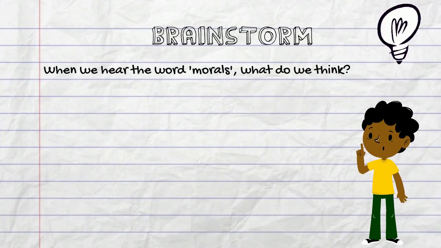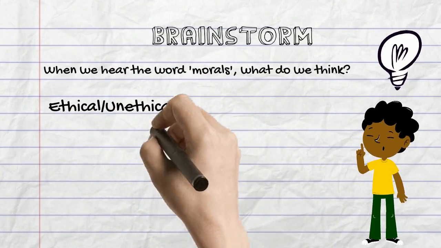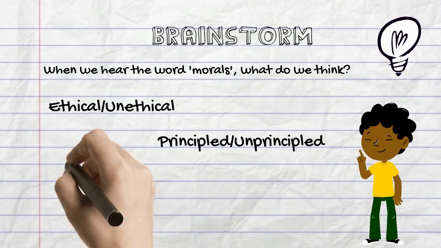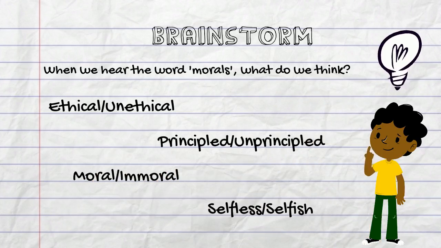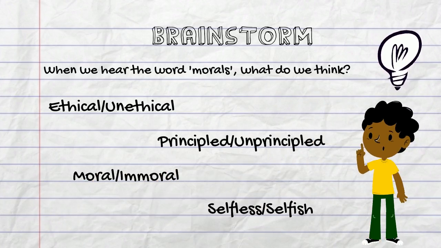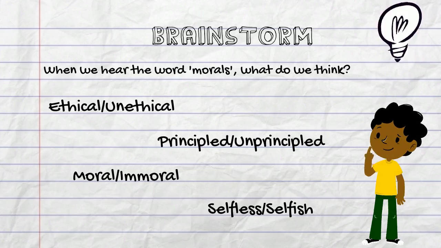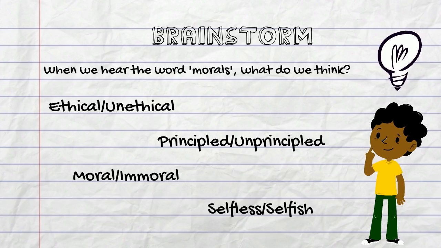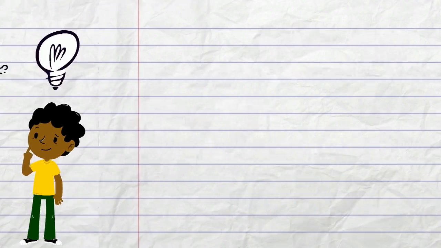When we hear the word morals, many words may pop into our heads. For example, ethical or unethical, principled or unprincipled, moral or immoral, selfless or selfish. Do you notice anything from these word pairings? Well, when referring to morals, there is always a comparison being made, therefore an opposite always has to exist. For example, good is the opposite of bad.